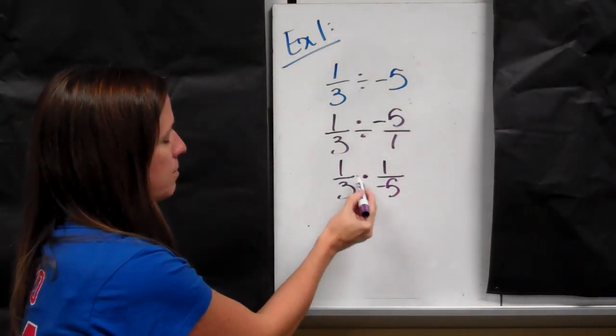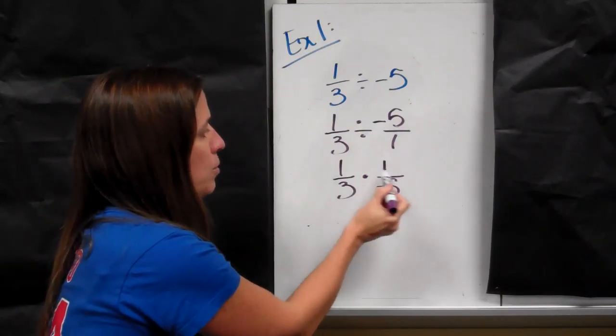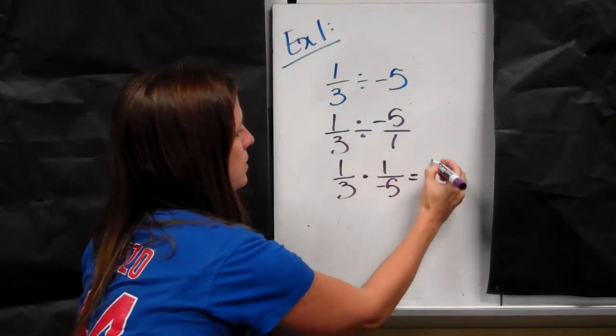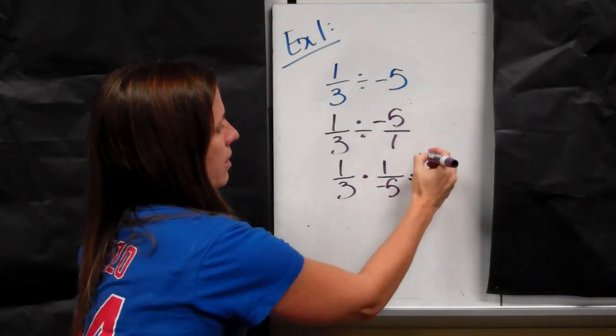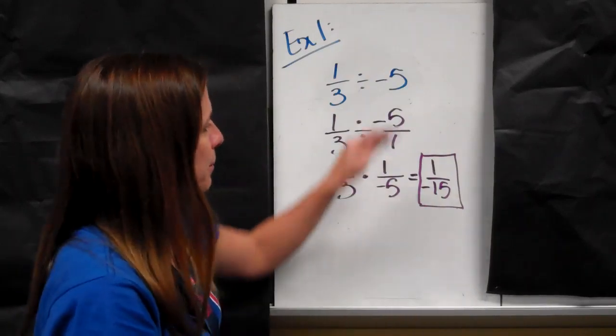If you look at this multiplication problem, there is no cross cancellation that can go on because you have 1s in the numerator, so you're just going to multiply across. 1 times 1 is 1, 3 times -5 is -15. So -1/15 would be your answer for this problem.